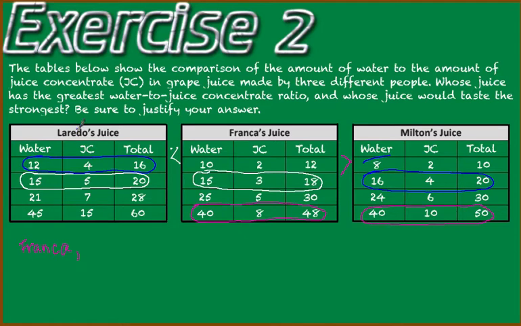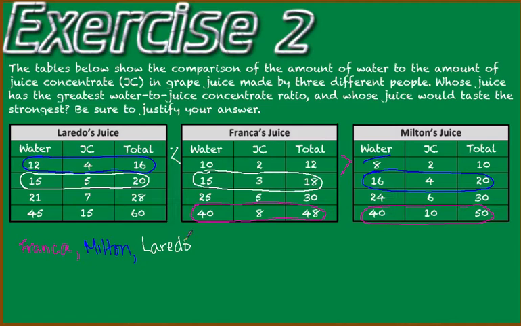When Laredo uses 4 cups of the juice concentrate, he only uses 12 cups of water. But when Milton uses 4 cups of the juice concentrate, he uses 16 cups of water. So since Milton uses more water when they both use the same amount of juice, we know that Milton has a greater water to juice concentrate ratio than Laredo. So it would go Franca, Milton, Laredo.